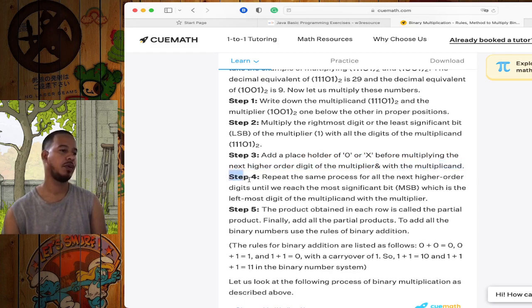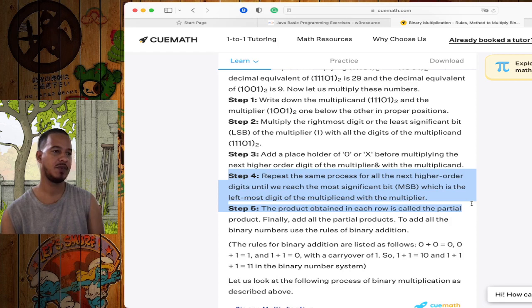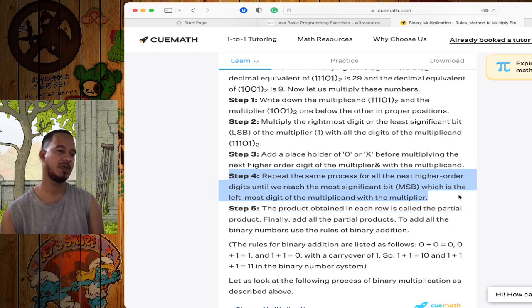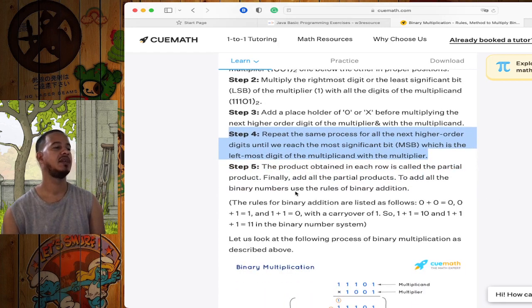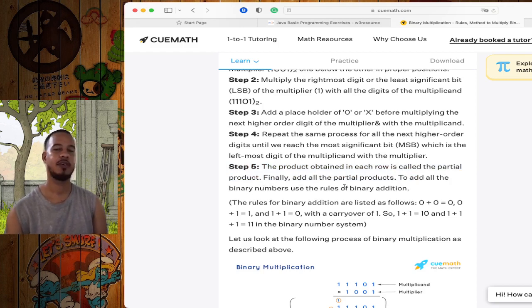Step 4, repeat the same process for all the next higher order digits until we reach the most significant bit, MSB, which is the leftmost digit of the multiplier. Step 5, the product obtained in each row is called the partial product. Finally, add all the partial products. To add all the binary numbers, use the rules of binary addition.